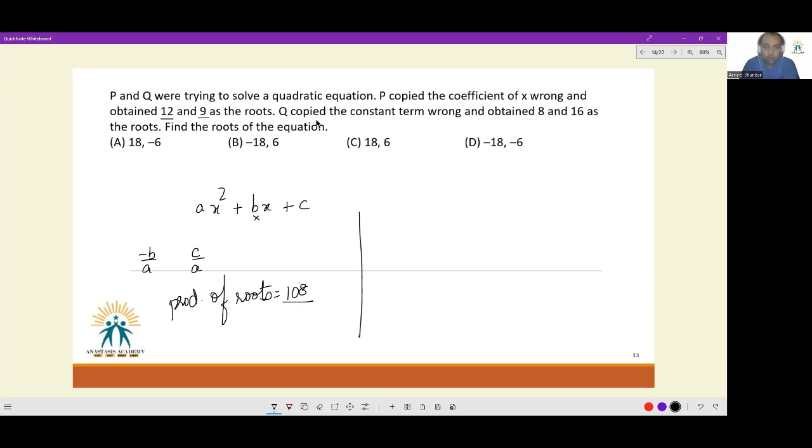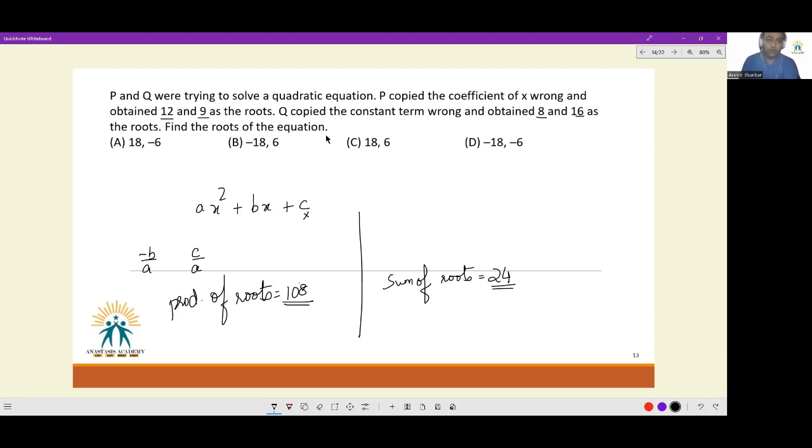Okay. Now, Q copied the constant term wrong. Q made a different error. He copied the constant term wrong. If he copied the constant term wrong, he will get product of roots incorrect, but he will definitely get sum of roots correct. Now, sum of roots is given by minus b by a. So, Q copied the constant term wrong and obtained 8 and 16, which means sum of roots is equal to 24. Product of roots is 108. Sum of roots is 24.